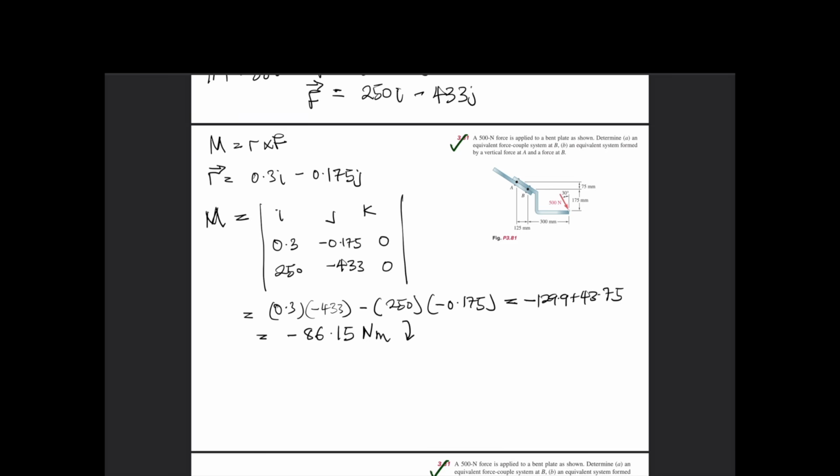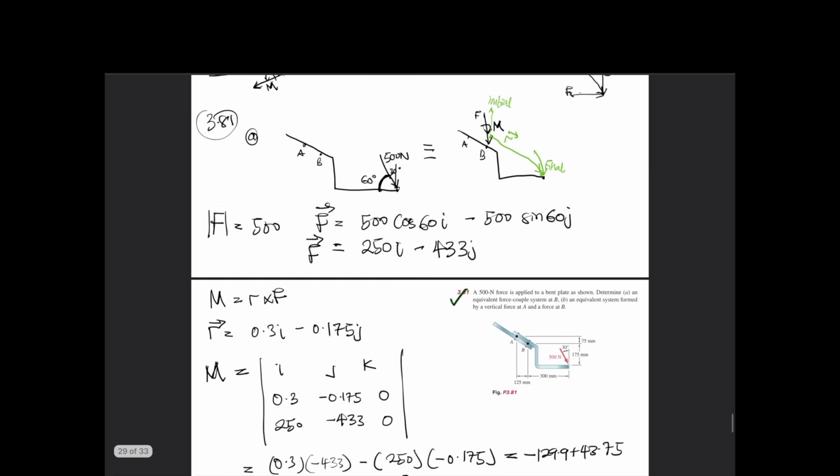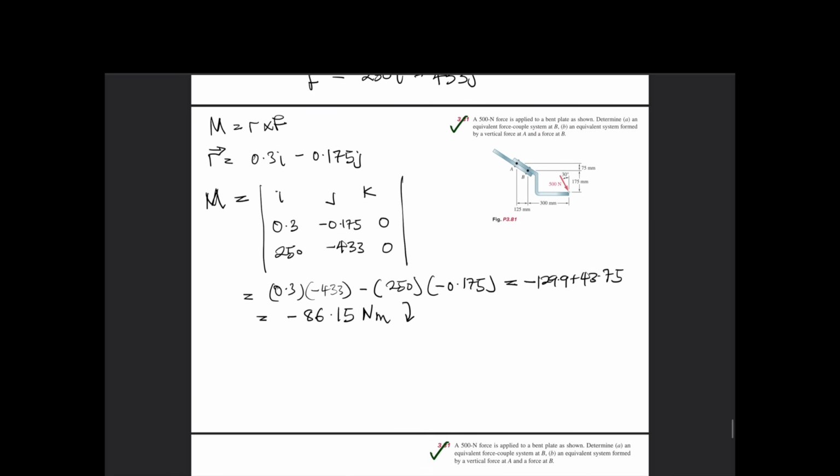And it means that our equivalent force couple system at B, according to our image here, will be this way. It means that we're going to have A, B. So we're going to have a force at B, which is going to have a magnitude of 500, same as this force that I moved. Then the moment about this point, M, is going to be equivalent to minus 86.15 Newton meter. So this is the equivalent couple system at B.